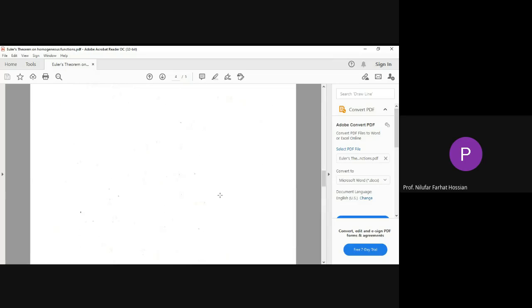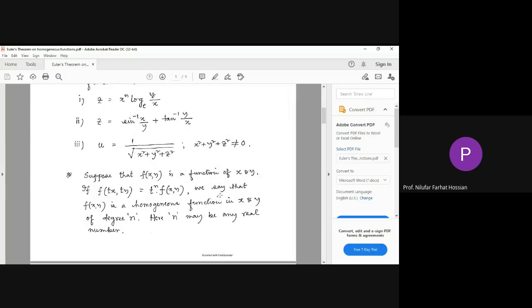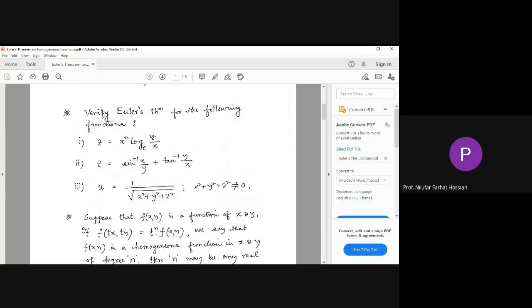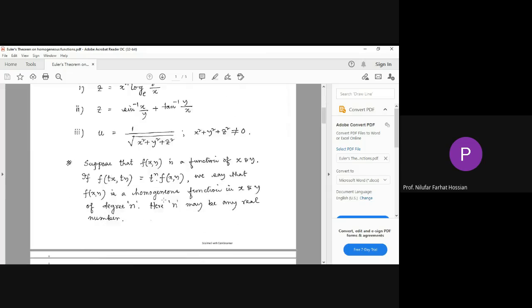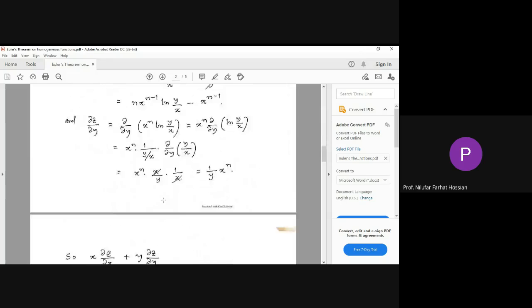On the first page, I have given you 3 different problems to verify Euler's theorem for these three functions. I have done this one, so these two are remaining for you. Please do it by yourself. And there is another type of problem.